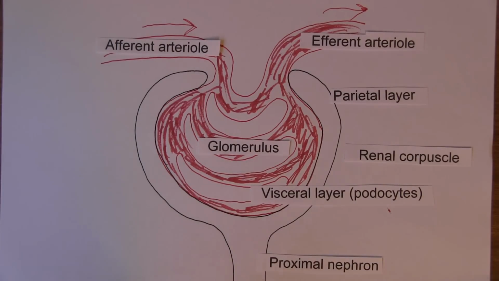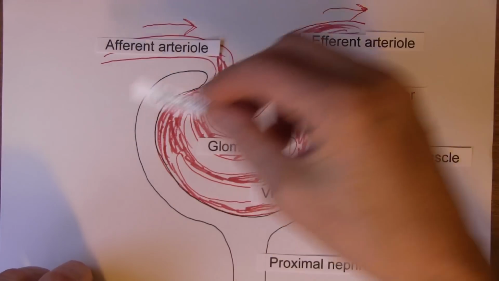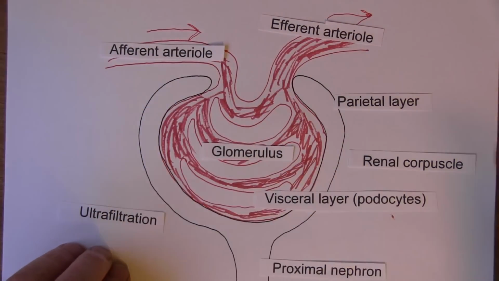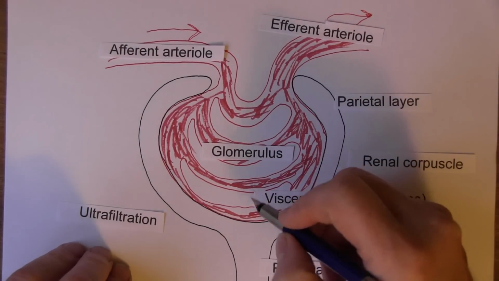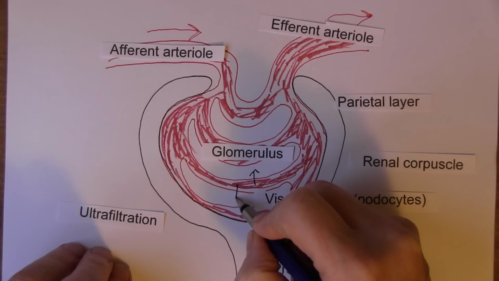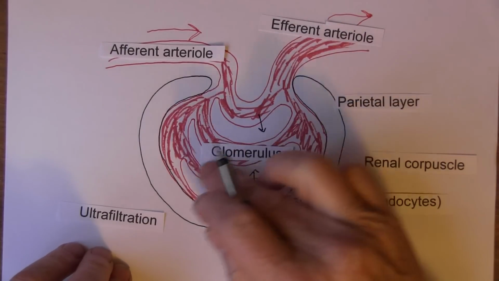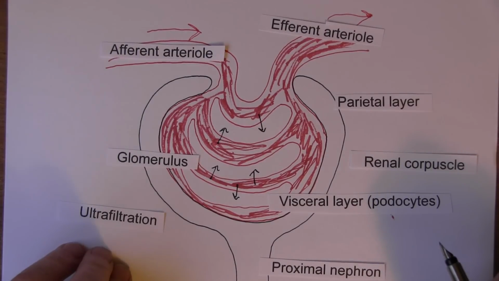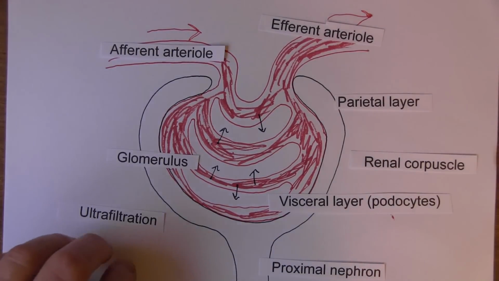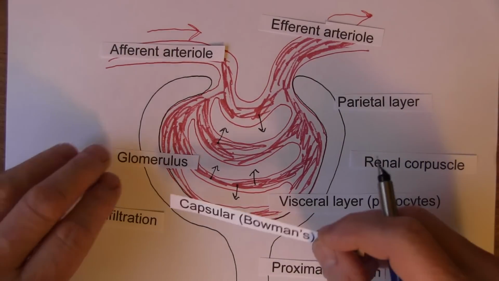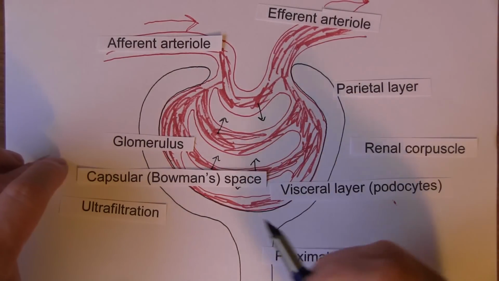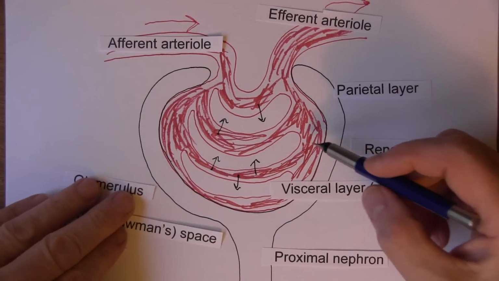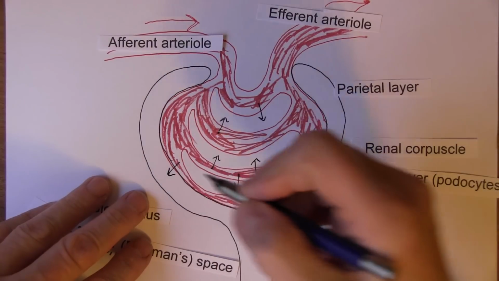Now the process that goes on here is ultrafiltration. That is the name of the process. So ultrafiltration is going on. So what happens is there's filtration from the capillaries into the glomerular space. And this glomerular space is called Bowman's space, or the capsular space. And this space is continuous with the capsule here.